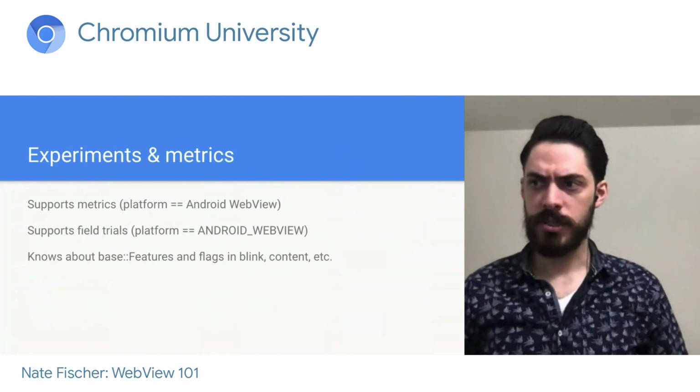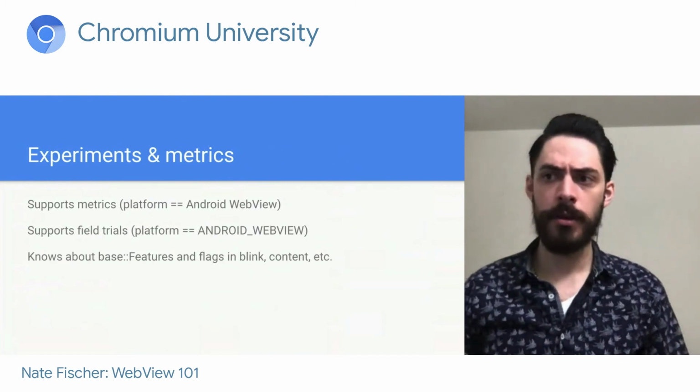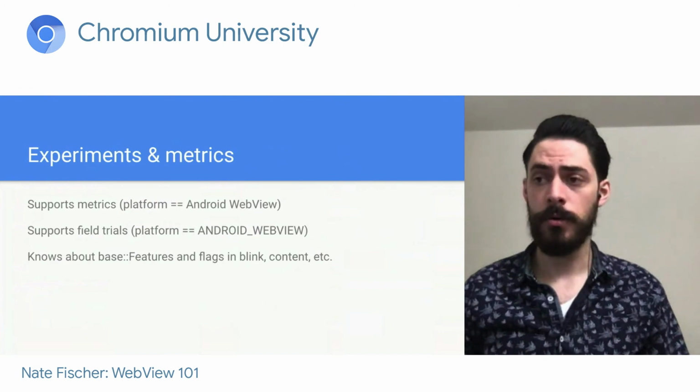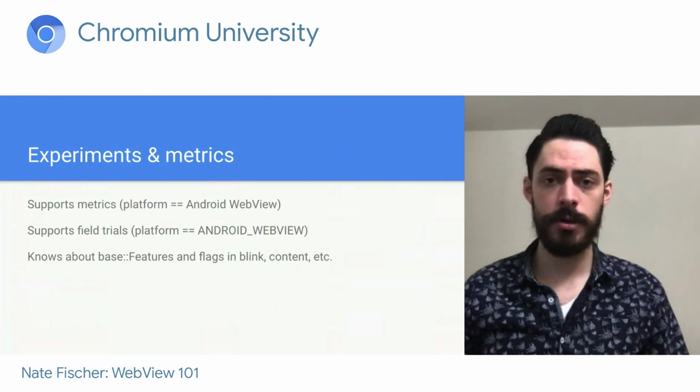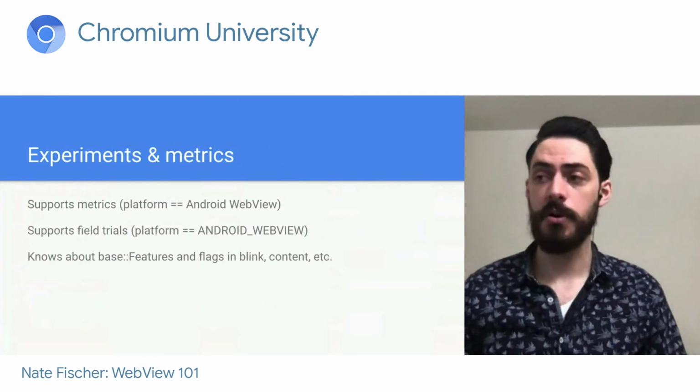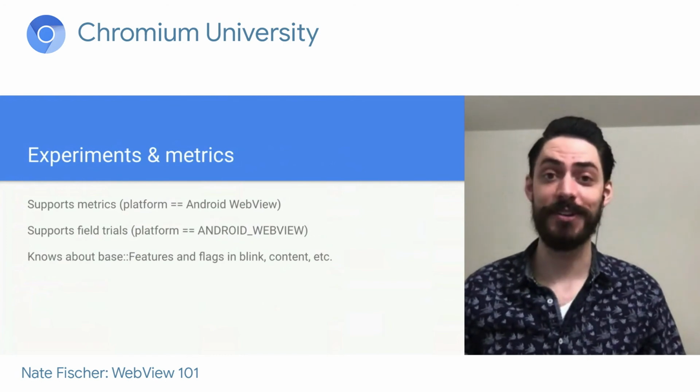I'll get into experiments and metrics very briefly. We support metrics, also called UMA. The platform is called Android WebView. We also support field trials, which some of you may know as variations, or Finch. Again, the platform is called Android WebView, this time spelled a little differently.